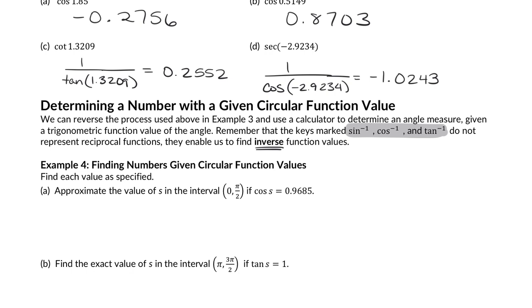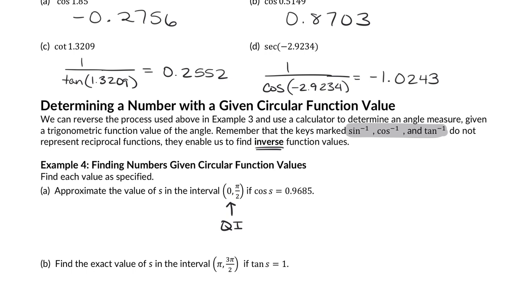So the question will say something like this. Approximate the value of the variable, in this case s, in the interval between 0 and pi over 2 if cosine of s is equal to 0.9869685. What quadrant is this if we're going between 0 and pi over 2? Quadrant 1. Okay, so we should be getting an angle that's in quadrant 1.